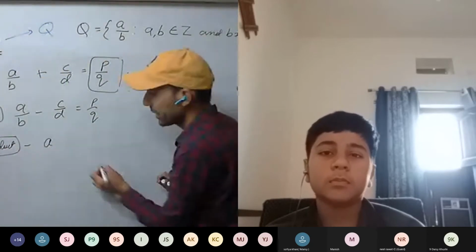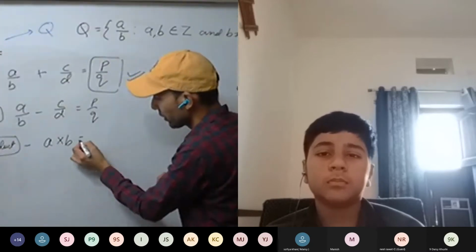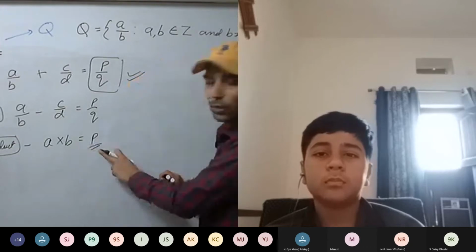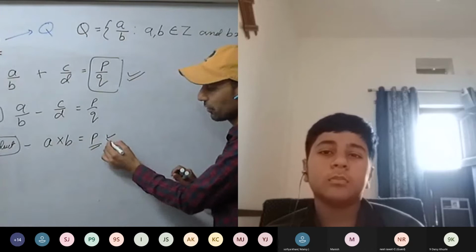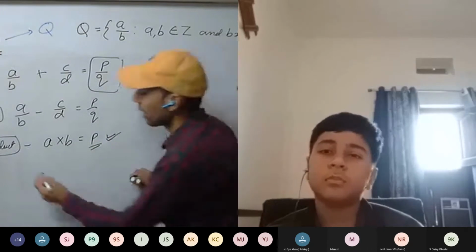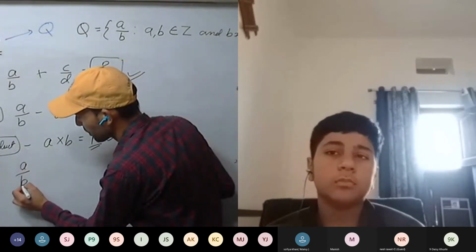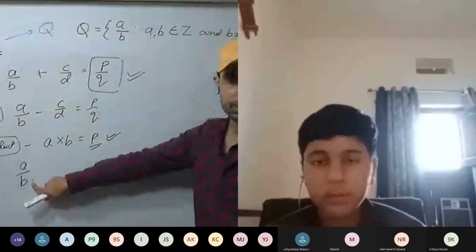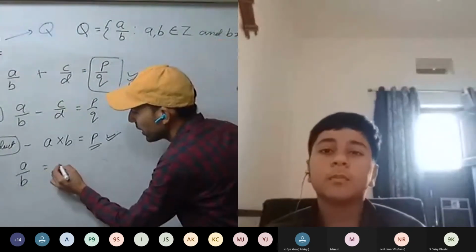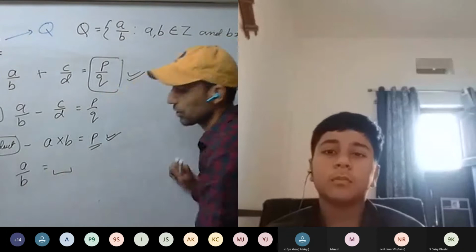For example, if A is a rational number and we multiply, whatever we get will also be a rational number. So when we multiply two rational numbers, the resultant will also be a rational number. Now, for example, A by B, we are dividing a rational number by a rational number. Then also the division is a rational number.